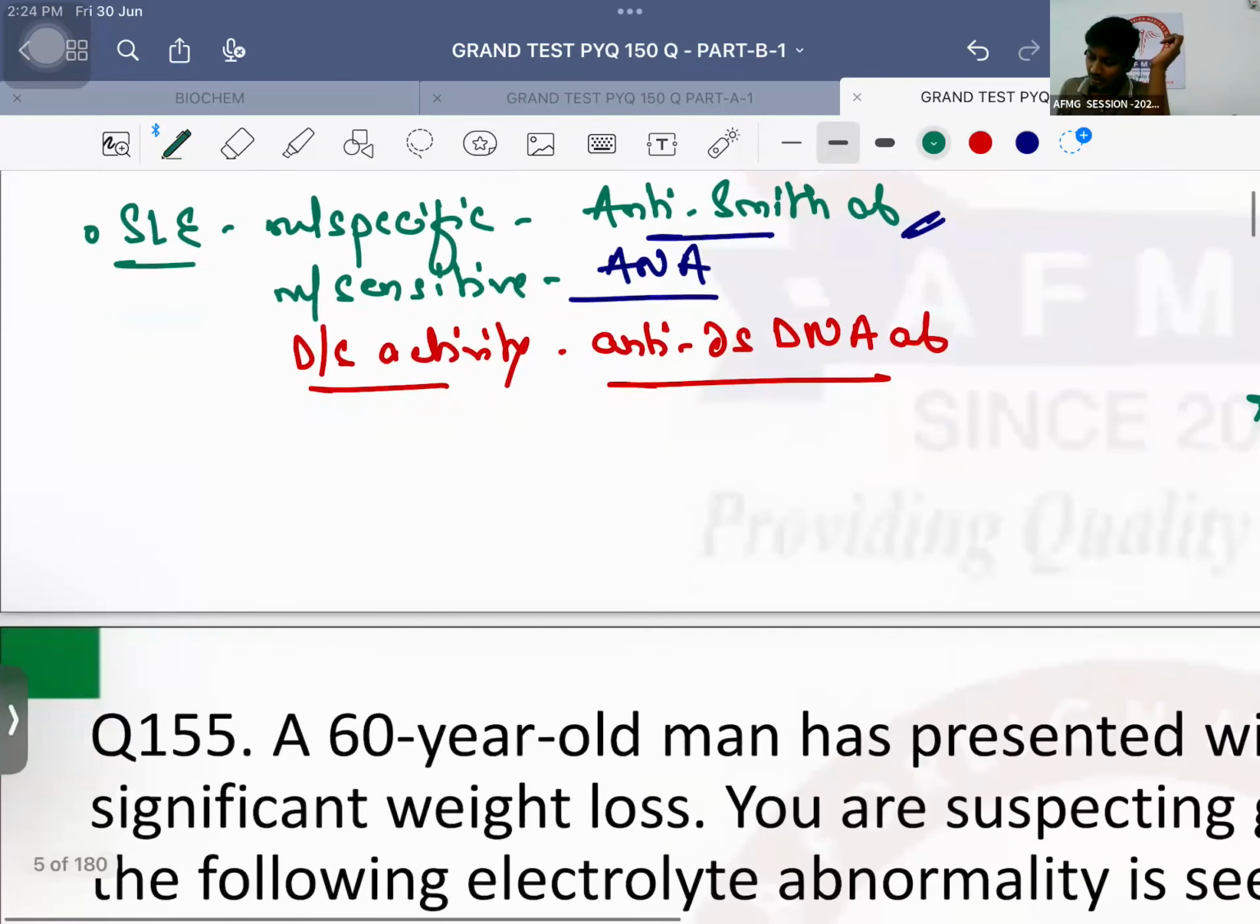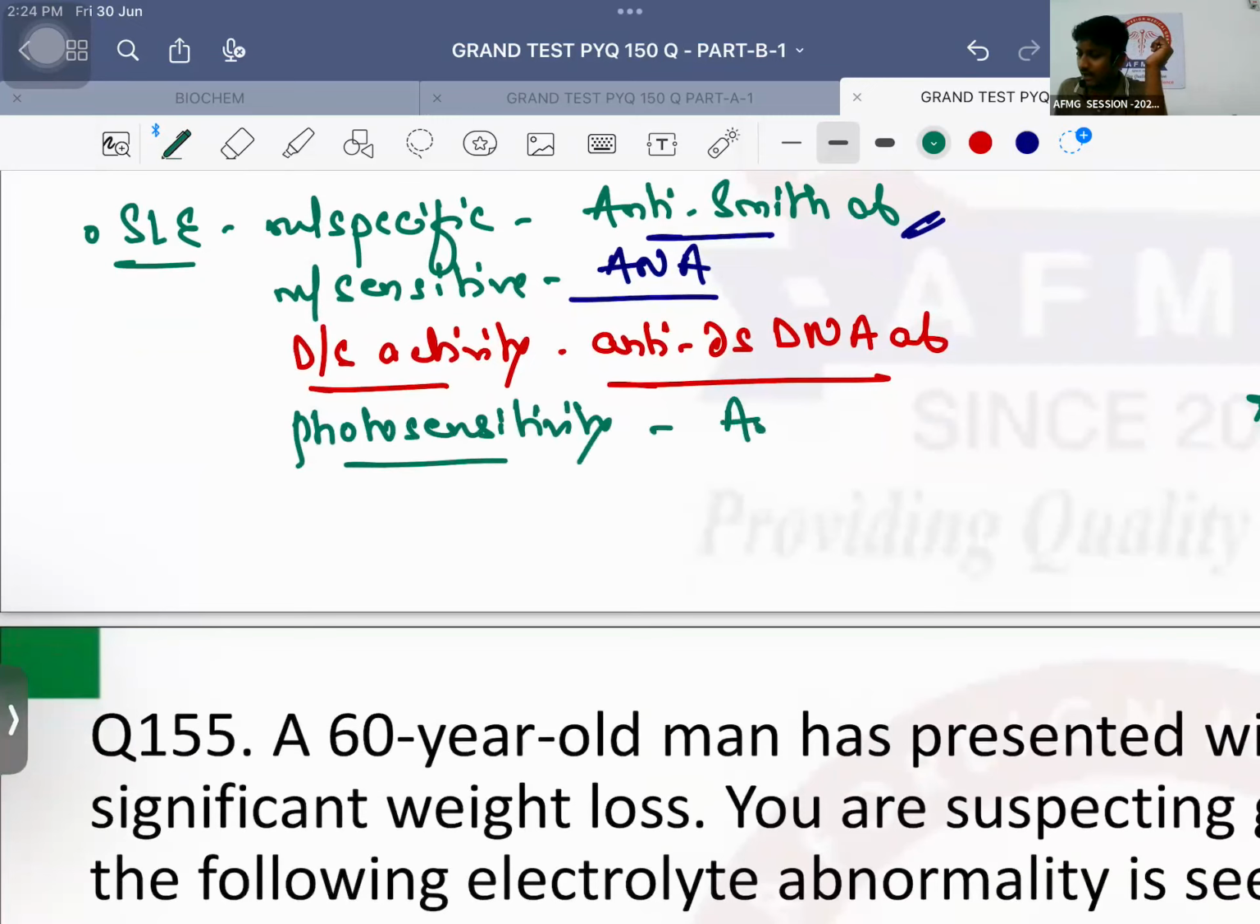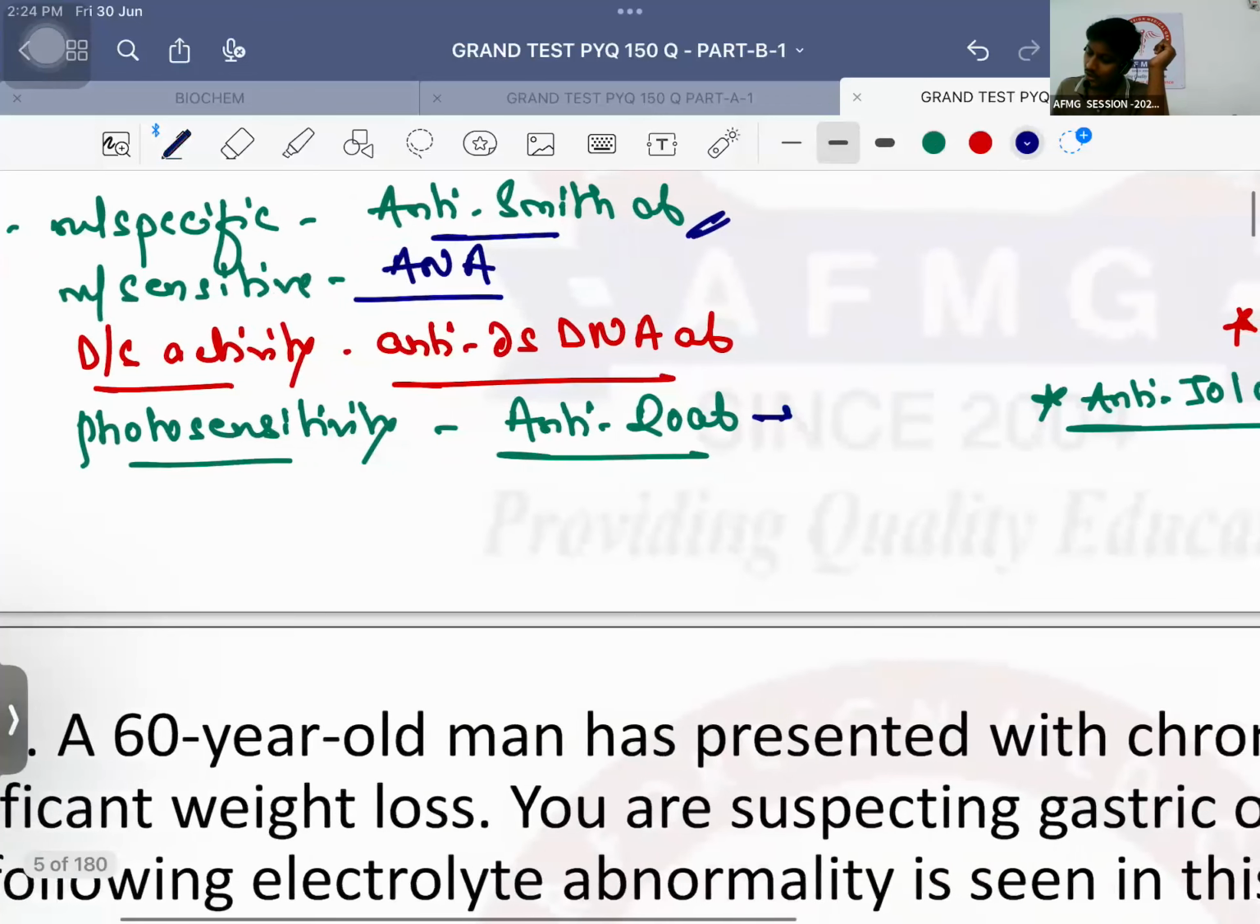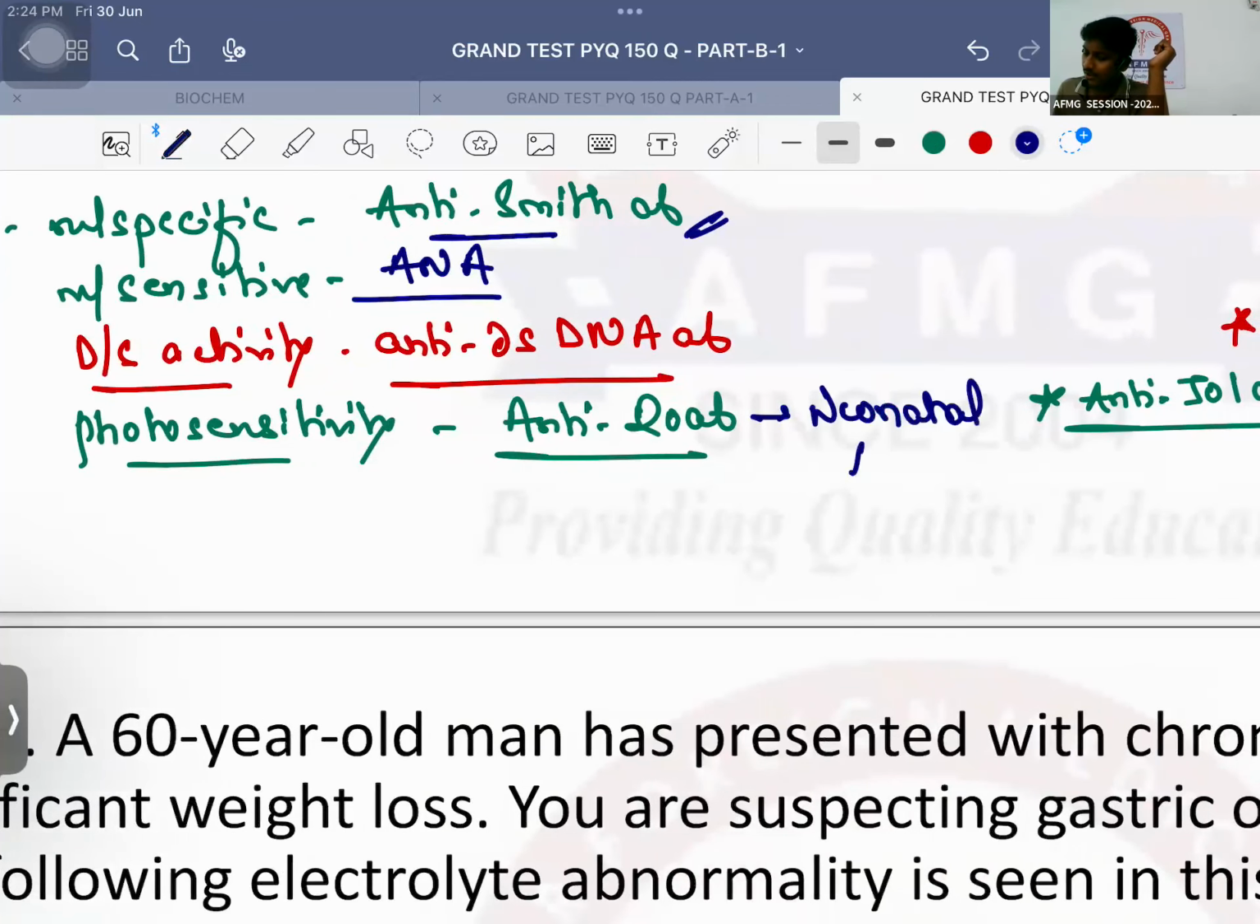The antibody which is responsible for photosensitivity is anti-Ro antibody. Anti-Ro antibody is also known to cause neonatal lupus. If a patient has SLE and her child is born, please remember anti-Ro antibody, which is the IgG subtype, will cross the placenta and cause neonatal lupus.